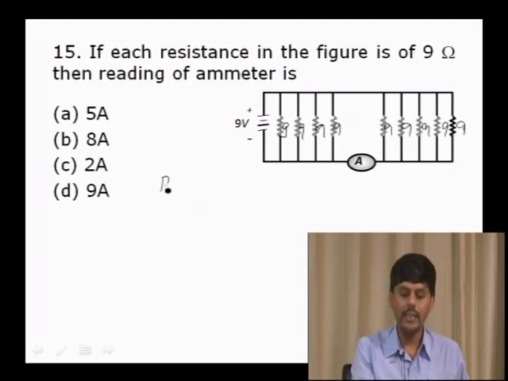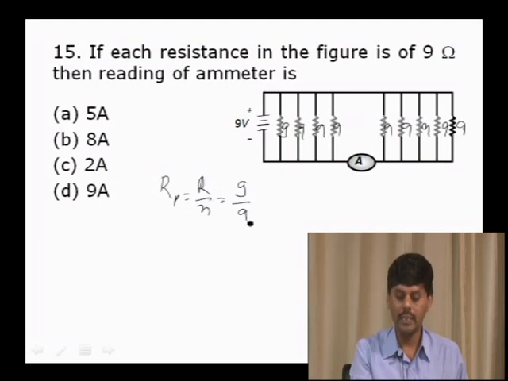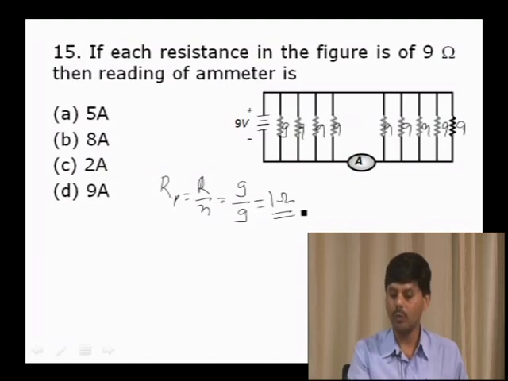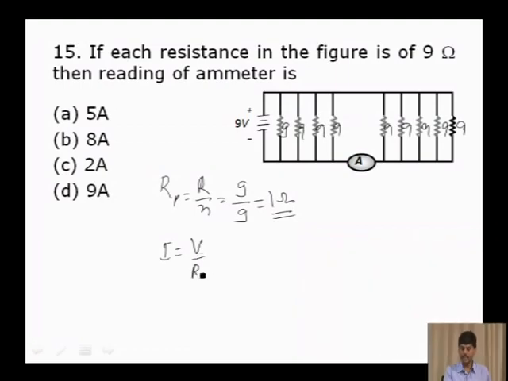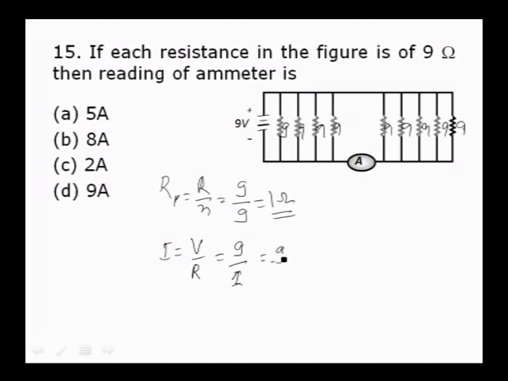The net resistance Rp is equal to R divided by N. The value of R is equal to 9. How many resistors are there? That is equal to 9. The effective resistance is equal to 1 ohm. Current is equal to V divided by R, voltage by resistance. That is, voltage is 9, resistance is 1. Therefore, this is equal to 9 ampere. 9 ampere means it flows 9 ampere of current in the circuit.